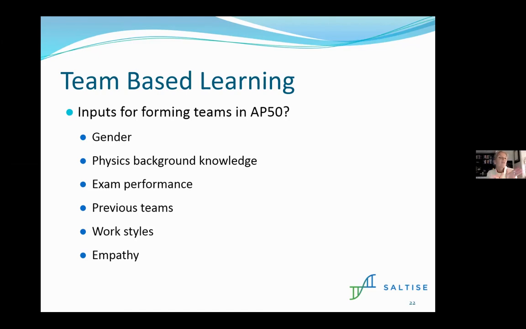These are some of the things that we've been looking at: gender balance. We look at students' incoming physics background, and we normalize that across the teams. We look at how they're performing on these two-part collaborative exams, and we try to distribute performance across the teams. We also make it so that no student is working with the same student twice. So their previous team membership goes into the team formation, as well as a survey that defines their working style preference.